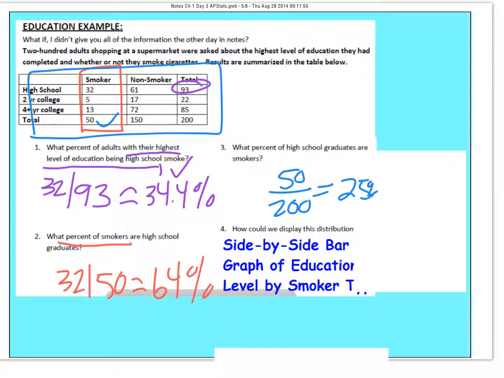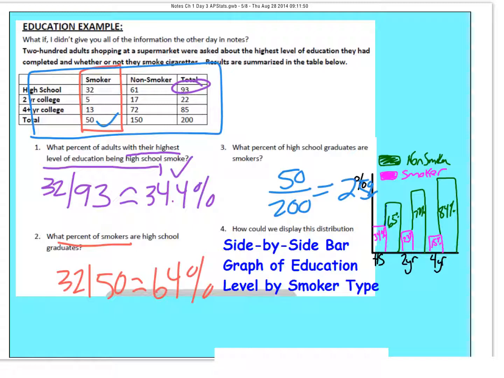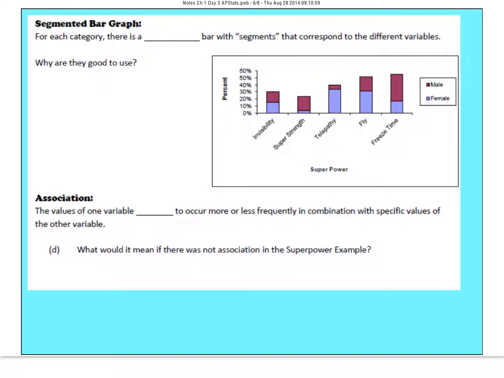If you were to do that, here's an example of what the side-by-side bar graph could look like. Again, don't forget to label this, put your percentages, and make sure everything is appropriate. Because we are comparing two different responses in here, you need to have a key that tells you which bars stand for which. Okay, let's talk a little bit more about segmented bar graphs.